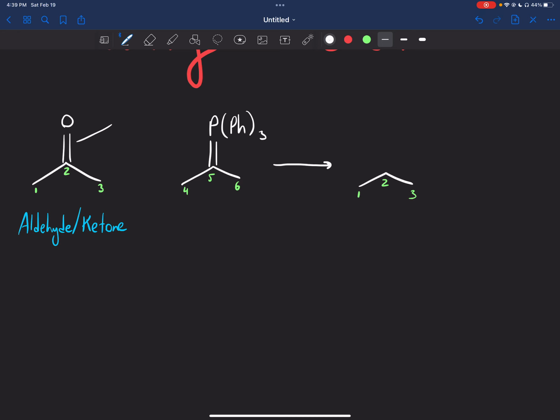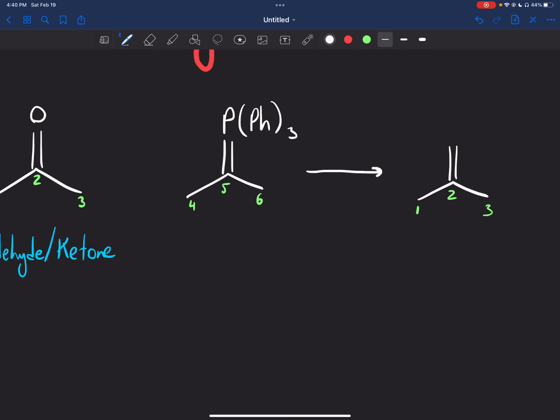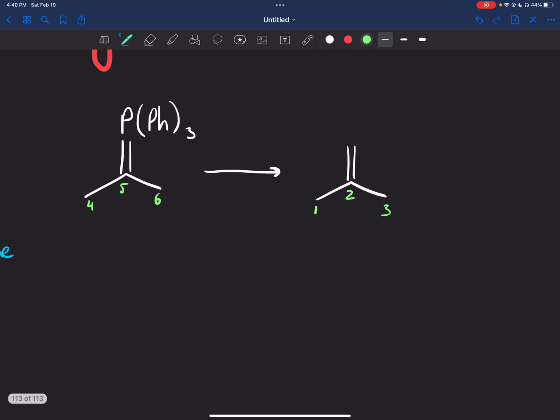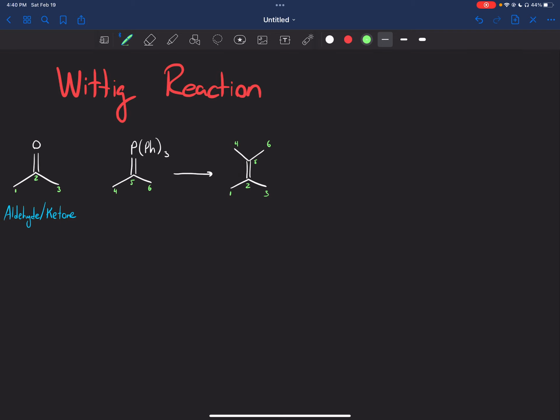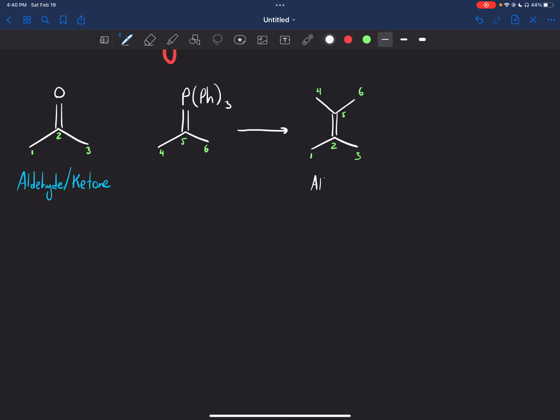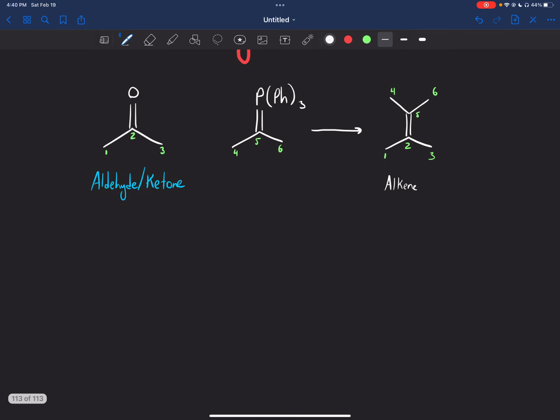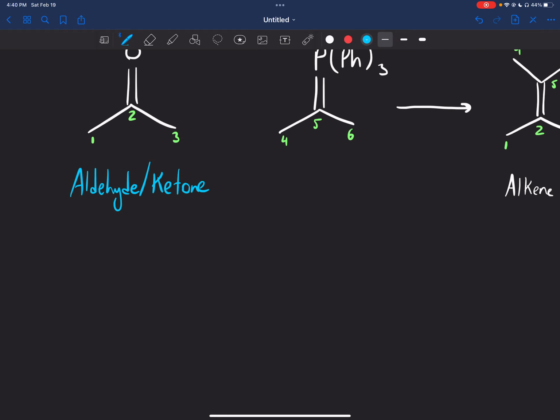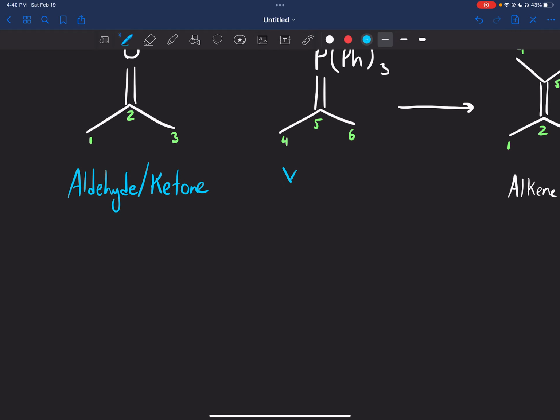Wherever that double bond of the O was, we redraw it, but without the oxygen. And at the other end of the double bond is that carbon that was double bonded to the phosphorus. So that's 5, which is connected to both 6 and 4. And so we create an alkene using our aldehyde and ketone and our ylide.